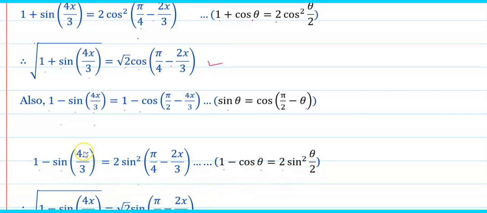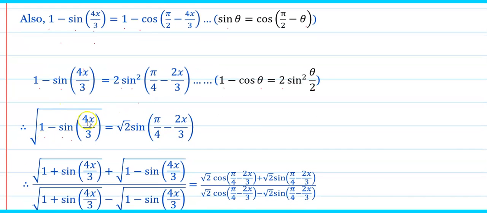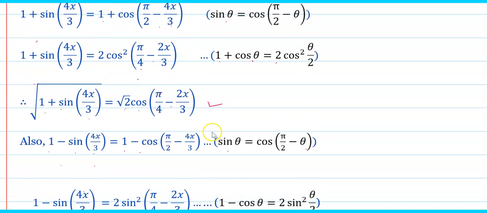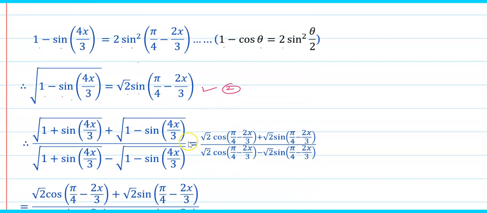So 1 minus sin of 4x upon 3 is 2 sin square of the angle divided by 2. That is pi by 4 minus 2x upon 3. Take the square root on both sides. Root of 1 minus sin of 4x upon 3 is root 2, and the square and root sign will get cancelled. You will get sin of pi by 4 minus 2x upon 3. And this is the second value. So we got two values: this is the first one and this is the second one.